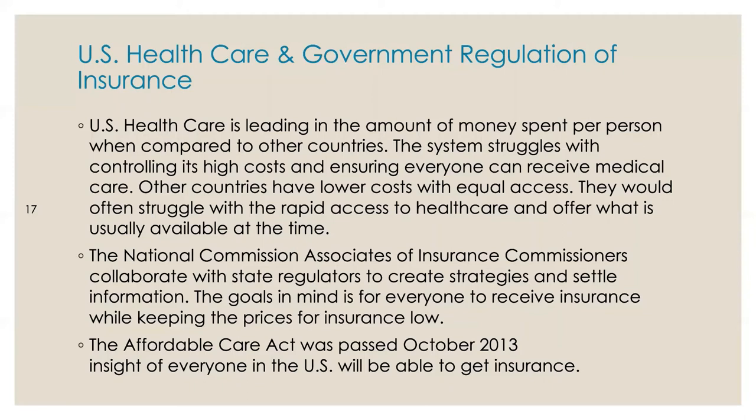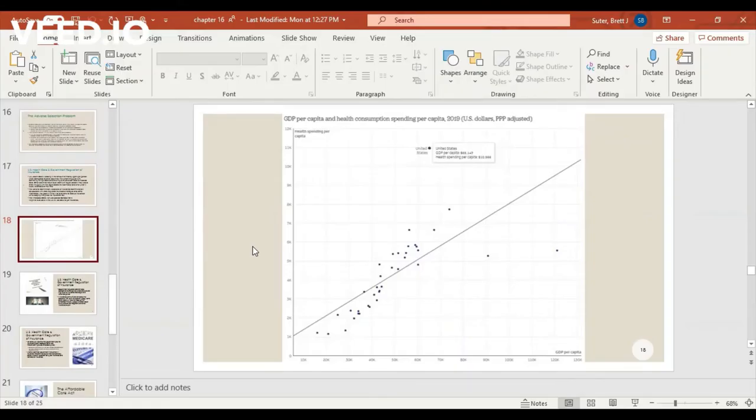And the Affordable Care Act was passed in October 2013 in hopes of allowing everyone in the U.S. to be able to get insurance. Our last graph of the PowerPoint details the GDP per capita and health consumption spending per capita in 2019. This graph helps us understand our last slide of the PowerPoint better. As you can see, the speck at the top is the United States. We have a GDP per capita of 65,000 and a health spending per capita of about 11,000.